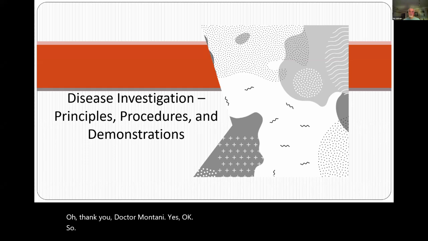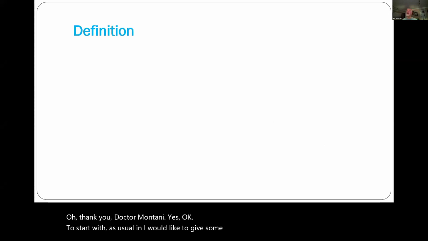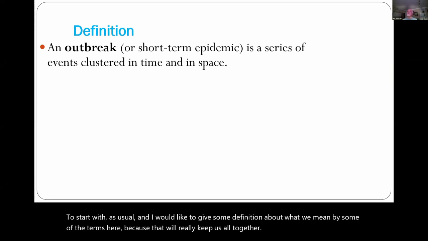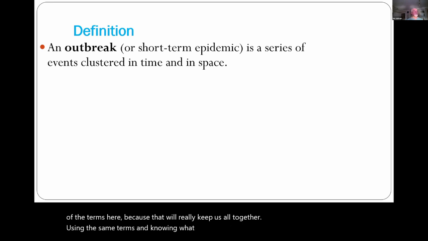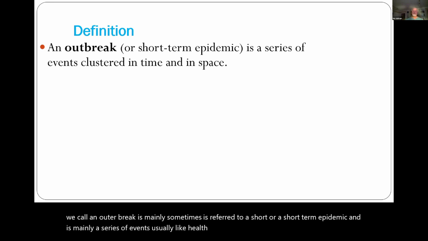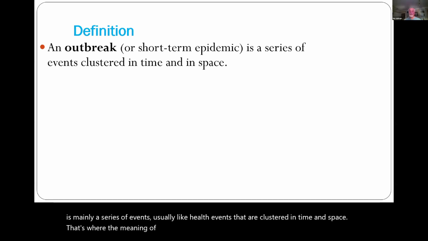To start with, as usual, I would like to give some definitions of what we mean by some of the terms here, because that will keep us all together using the same terms and knowing what we are talking about. When we talk about what we call an outbreak, it is sometimes referred to as a short-term epidemic, and it is mainly a series of events, usually health events, that are clustered in time and space. That is the meaning of an outbreak.